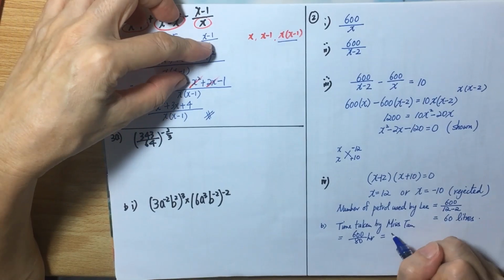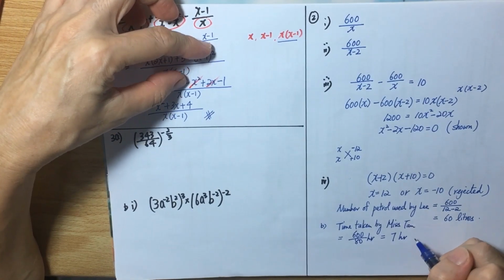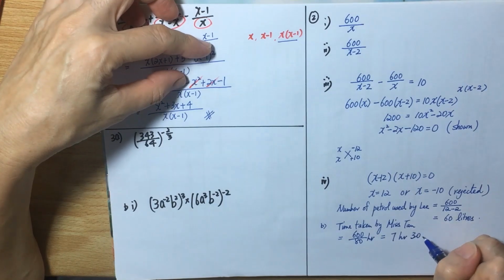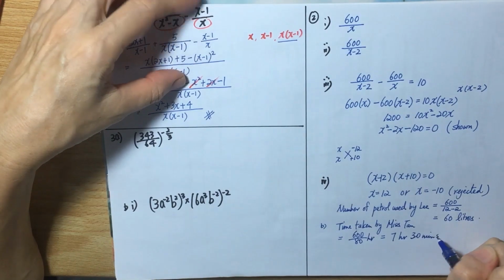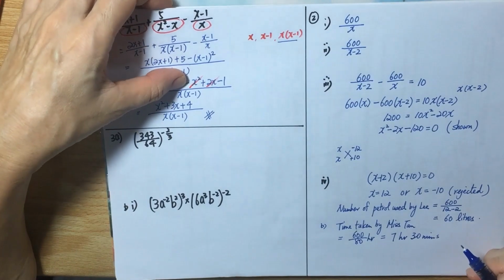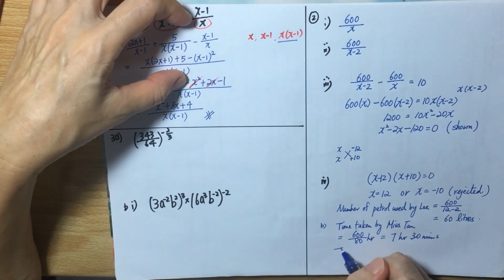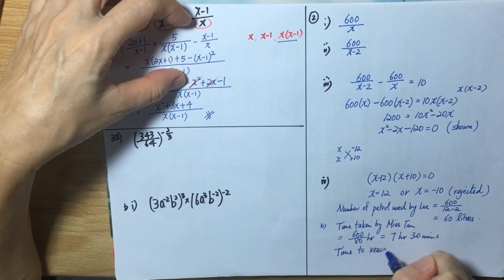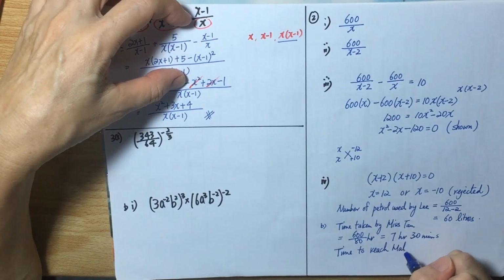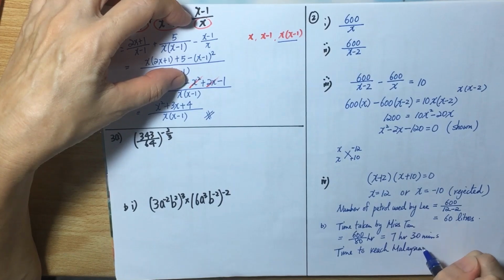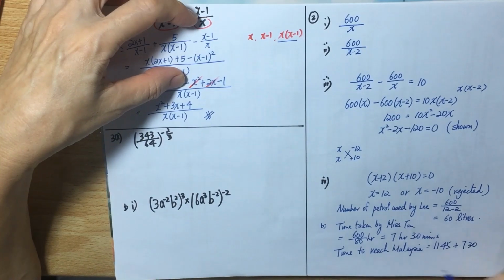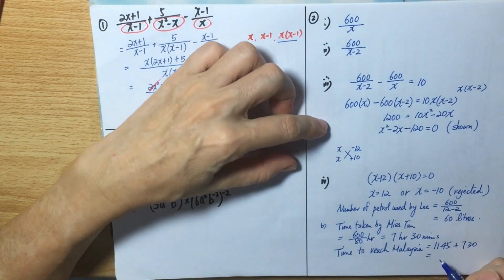So by calculation, using a calculator, we get 7 hours 30 minutes. So if she starts her journey at 11:45, what is the time to reach Malaysia? Okay, so time to reach Malaysia will be equal to 11:45 plus 7:30.